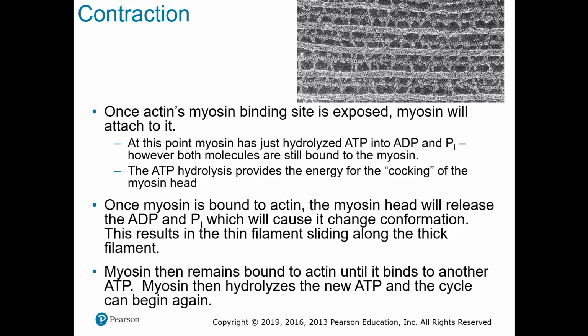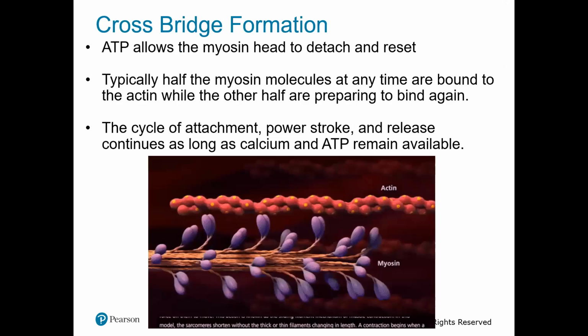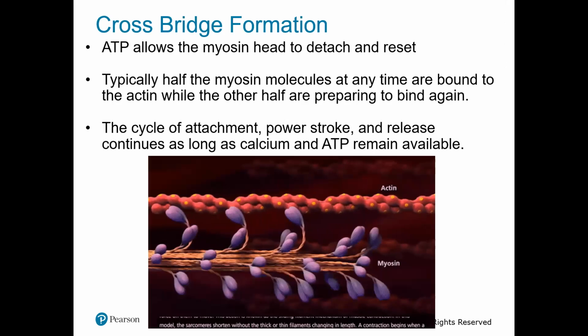So the myosin head will grab onto the actin, give it a yank towards the midline. It will pivot towards the midline, dragging the actin with it, and it will remain stuck there until another ATP comes along. As soon as an ATP comes along and binds to the myosin head, it will let go, drop down, recock itself, ready to do it again. The ATP allows our myosin heads to detach and reset themselves.